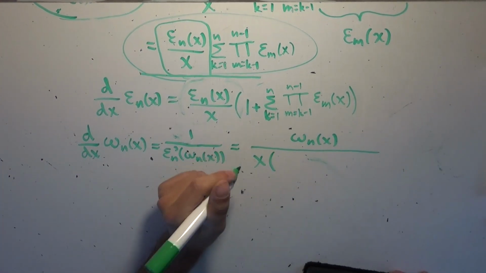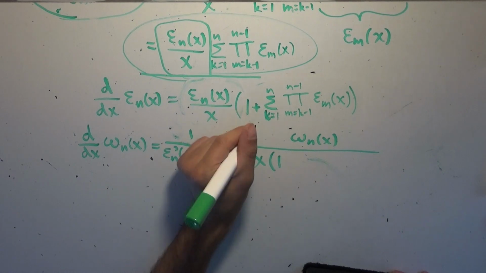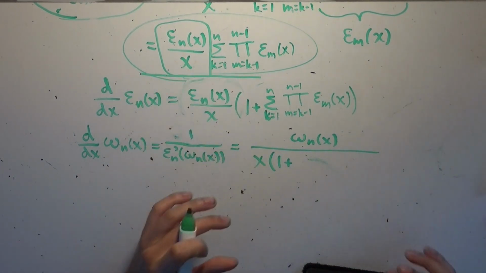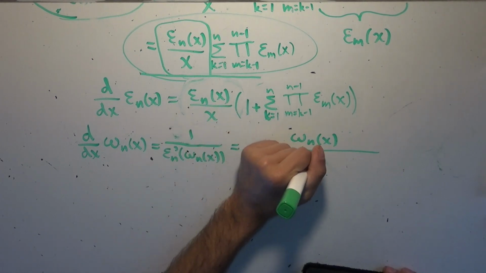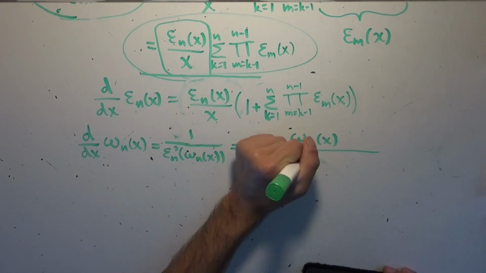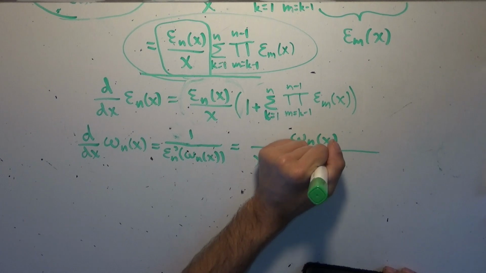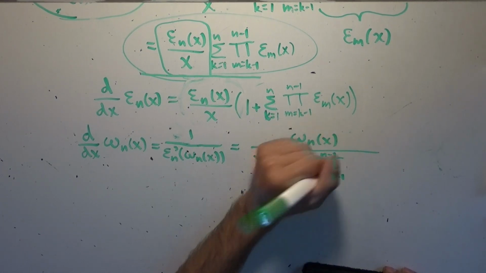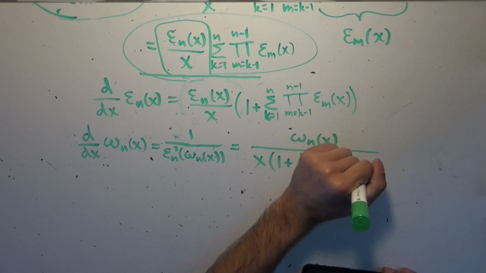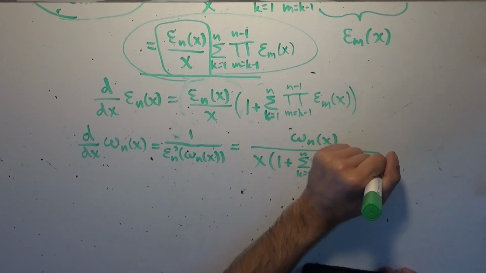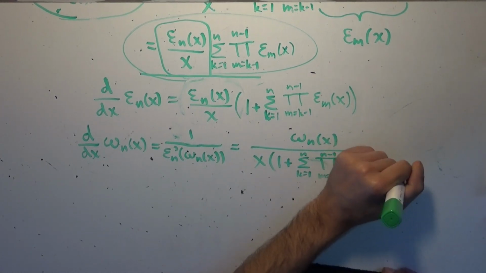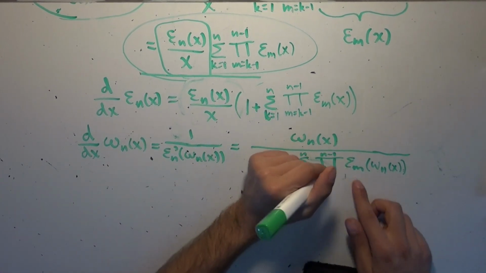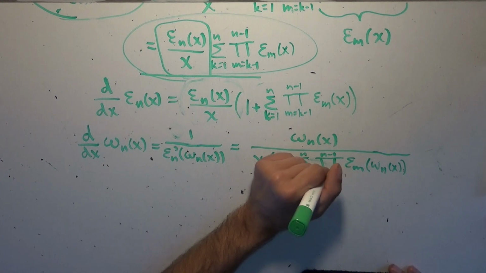And I still have here the quantity in the denominator now, because all of it got moved to the denominator, of 1 plus the sum from k equals 1 to n of the product from m equals k minus 1 to n minus 1 of epsilon m of omega n of x. So all of these epsilons, because they only go up to n minus 1, will not be the inverses of this epsilon n function.